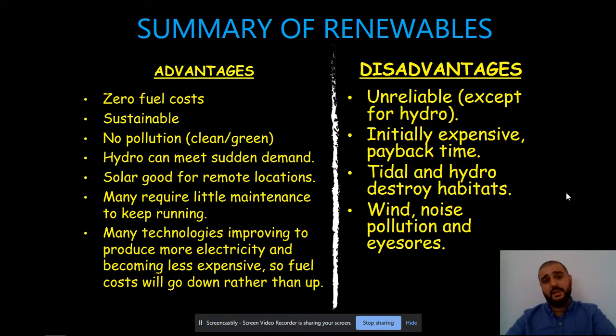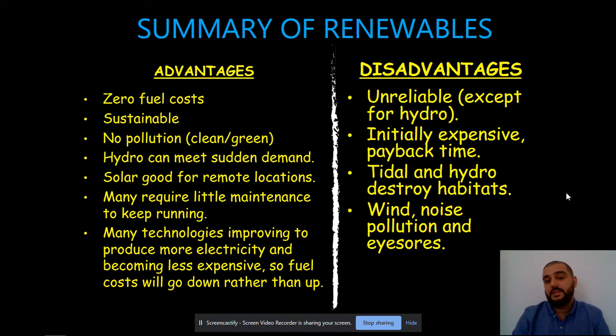And a lot of these renewable sources of energy, once they're built and once they have actually started, the running costs are quite low. And it says, finally, many technologies are improving to produce more electricity and becoming less expensive. So actually, in the long run, what that means is all of these sources of energy, their starting costs will begin to reduce as more and more people take them up.